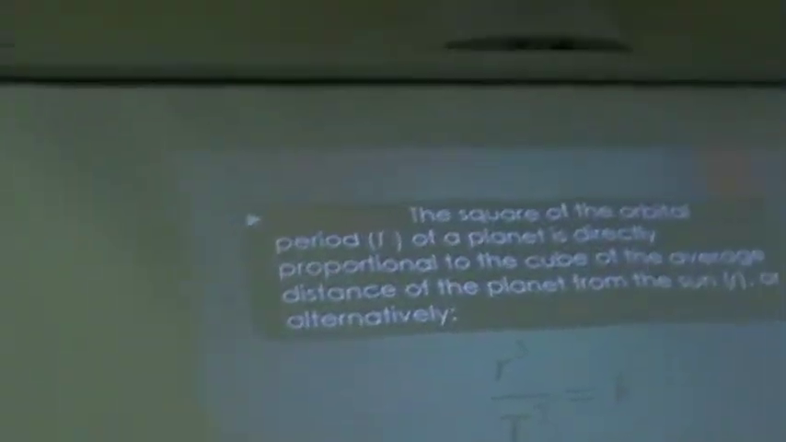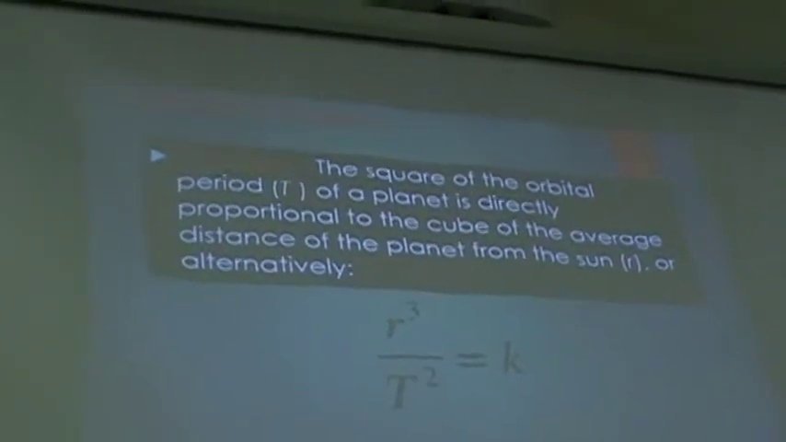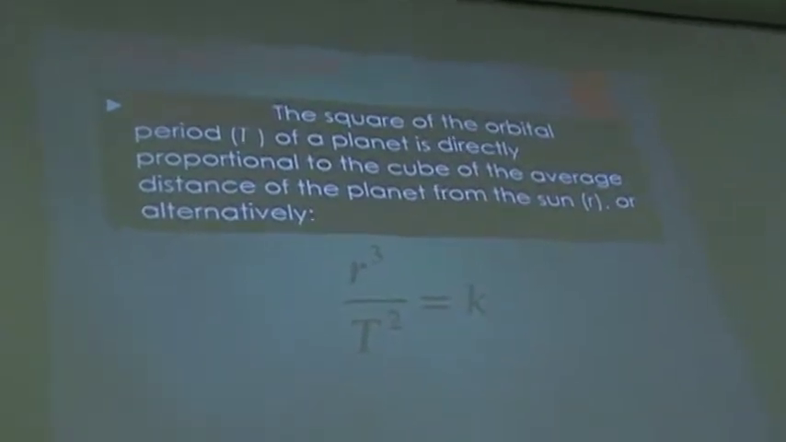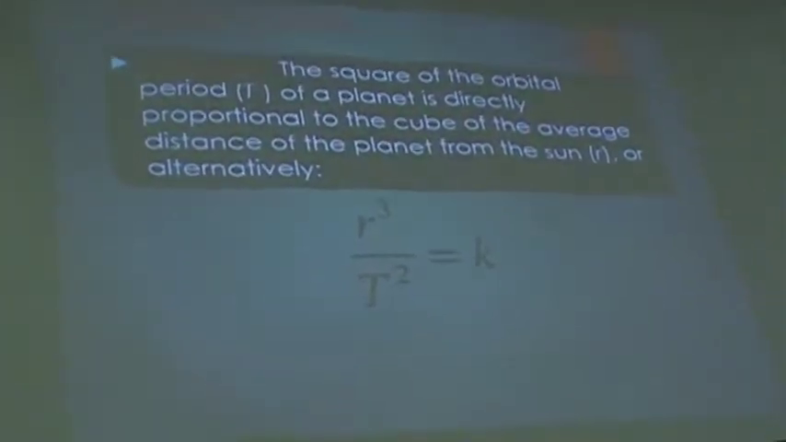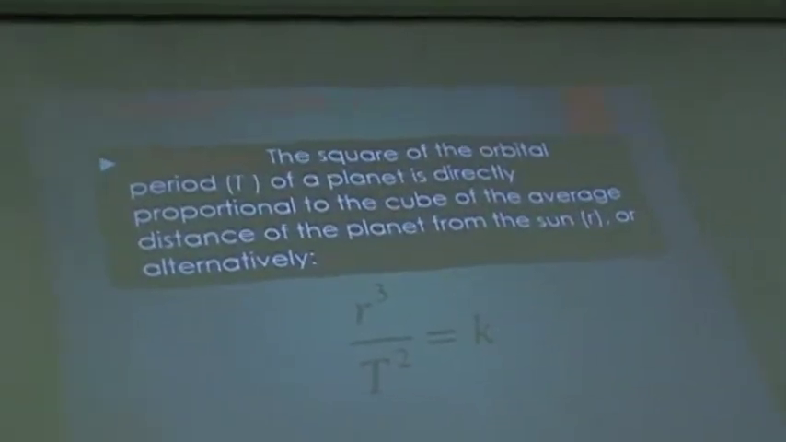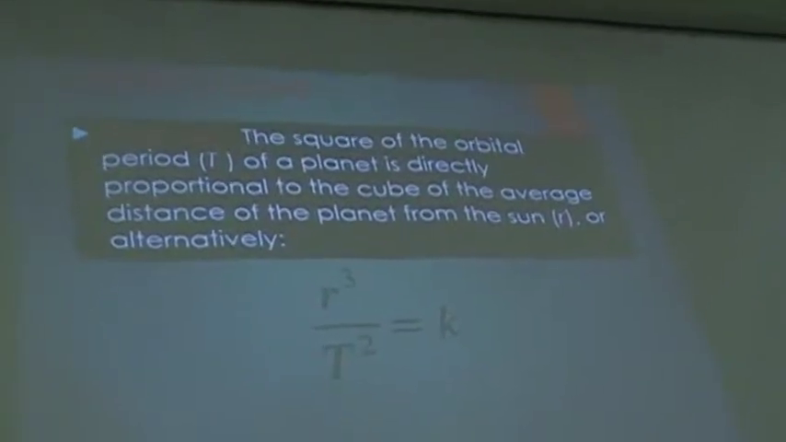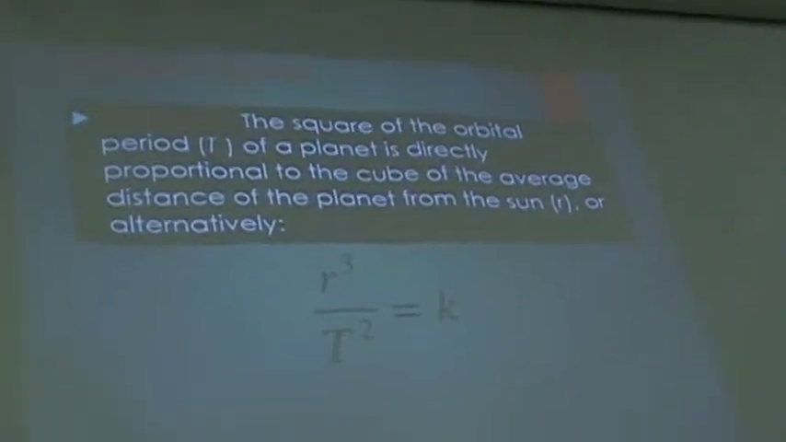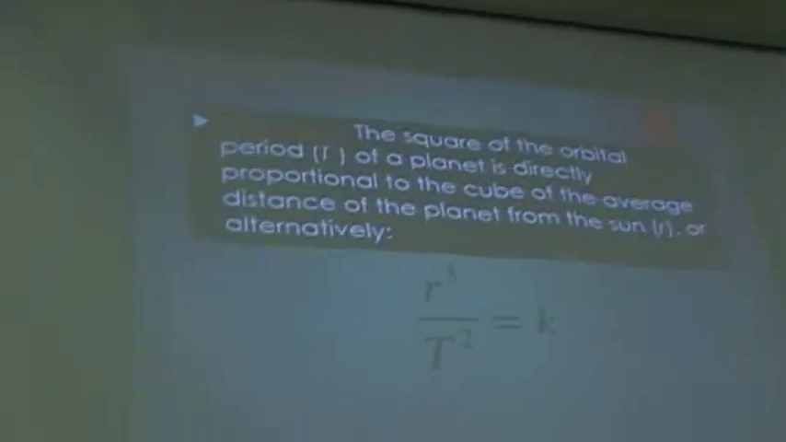The third law that Kepler noticed was that the square of the orbital period, so T squared, and the distance that the planet is to the sun or the star, or the cube of that average distance, they're related to some constant value k. And that's not a spring constant, okay? I don't want you guys to think that this is suddenly a spring.